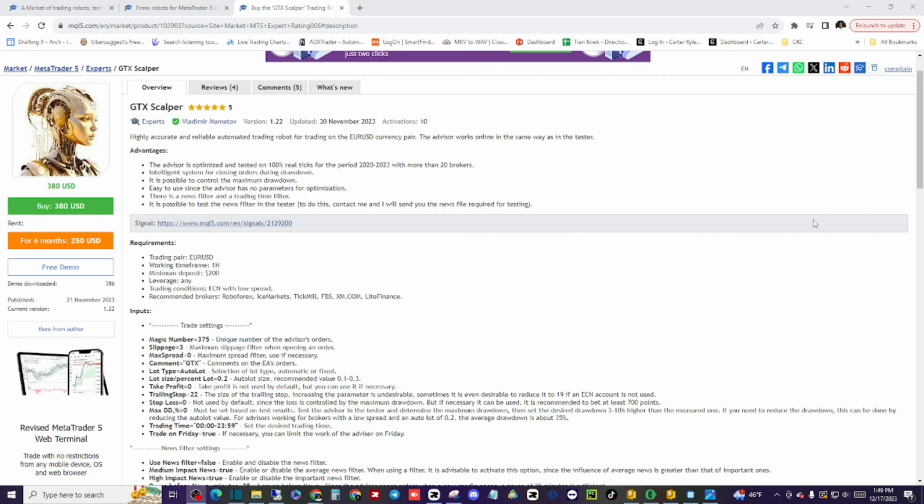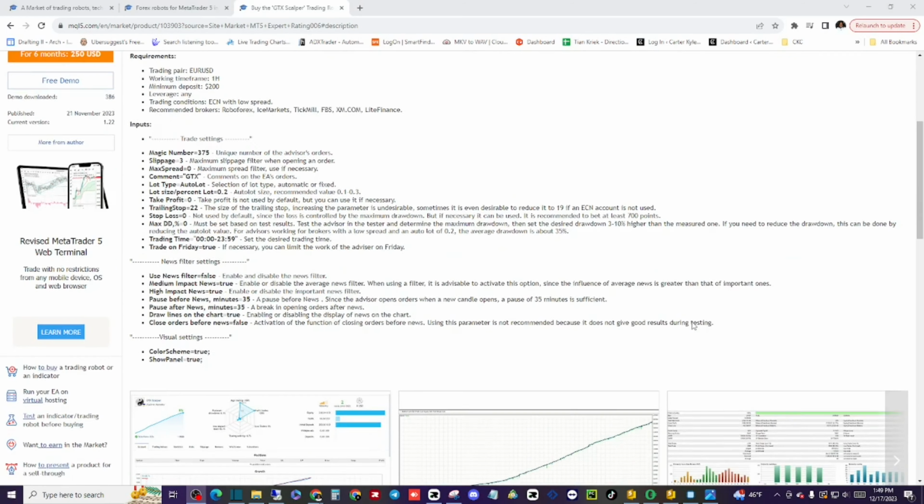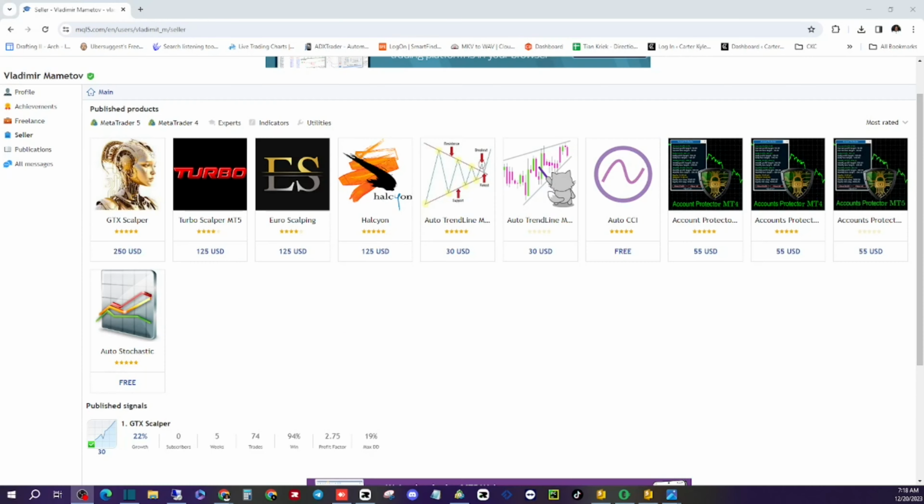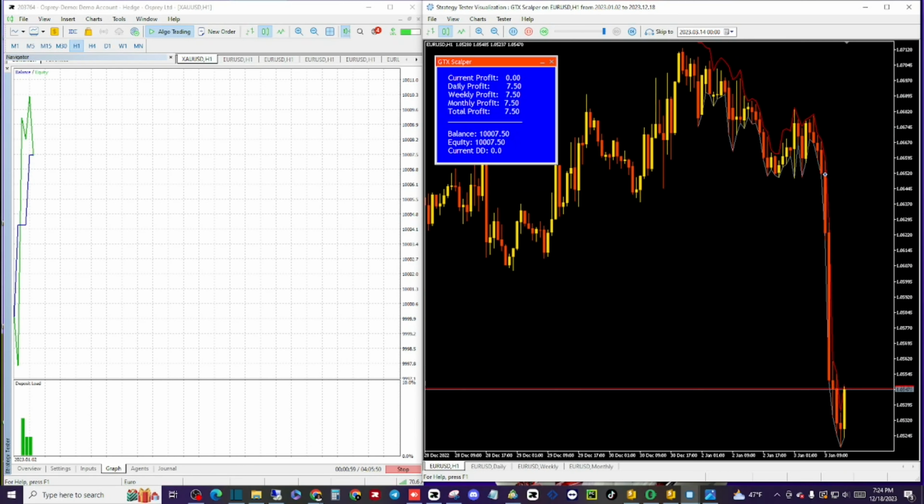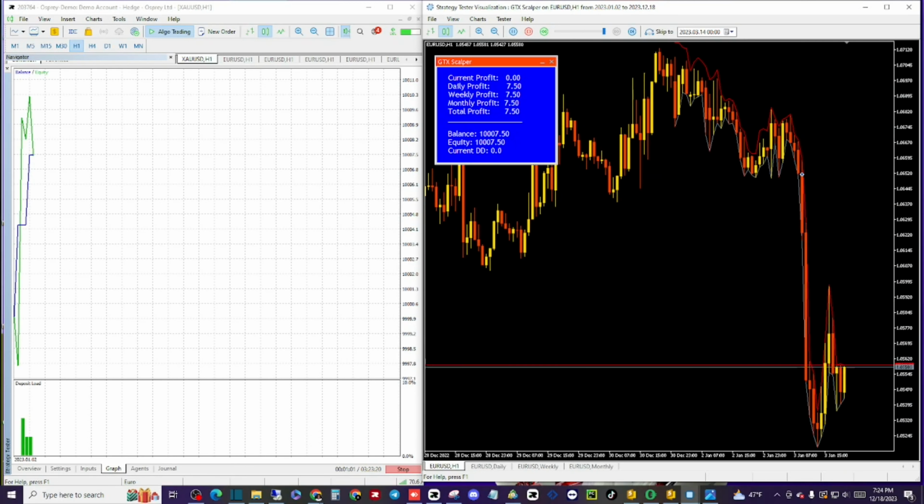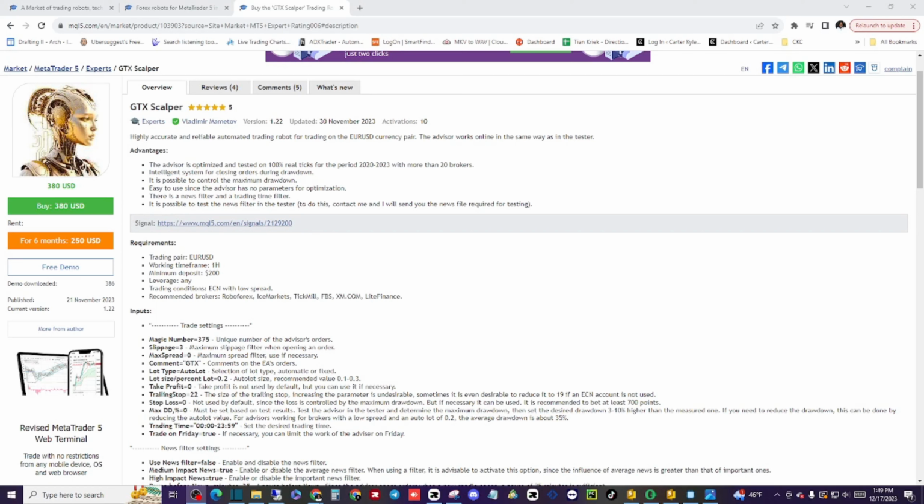GTX Scalper is a fully automated reversing trading robot that focuses in on trading the Euro-United States dollar pair on the 1 hour time frame. Created by Vladimir, this is its 11th project on the MQL5 market. The GTX Scalper platform focuses on being highly accurate and reliable, and it has been optimized and tested with 100% real tick data over the past 3 years with more than 20 brokers.